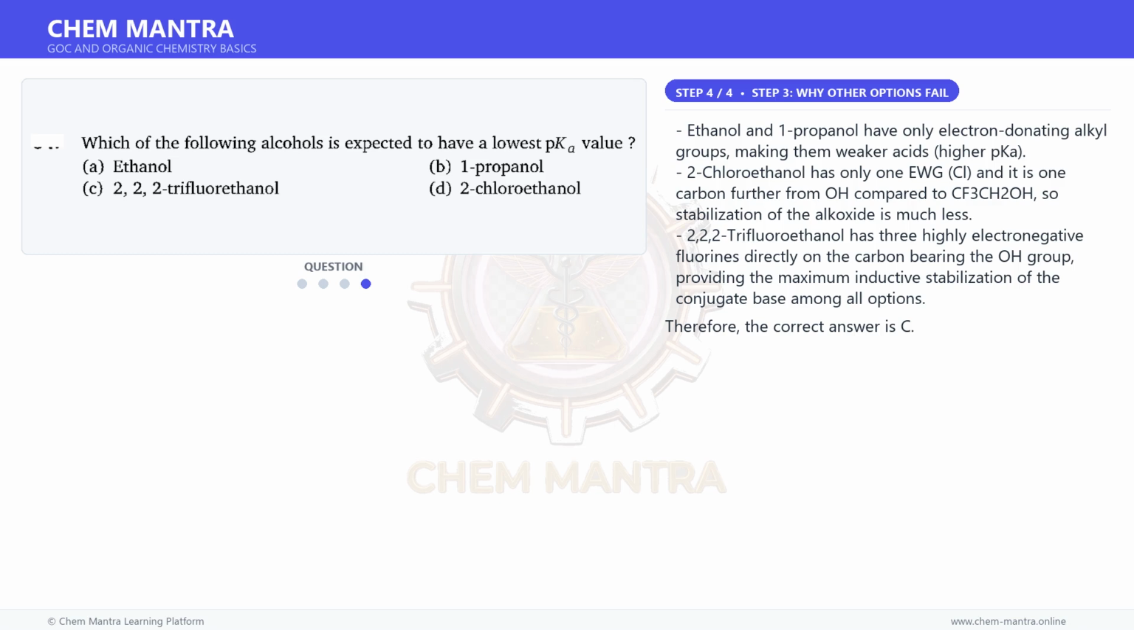Ethanol and 1-propanol have only electron-donating alkyl groups, making them weaker acids, higher pKa. 2-chloroethanol has only one EWG, Cl, and it is 1 carbon further from O compared to CF3CH2O, so stabilization of the alkoxide is much less. 2,2,2-trifluoroethanol has 3 highly electronegative fluorines directly on the carbon bearing the O group, providing the maximum inductive stabilization of the conjugate base among all options.